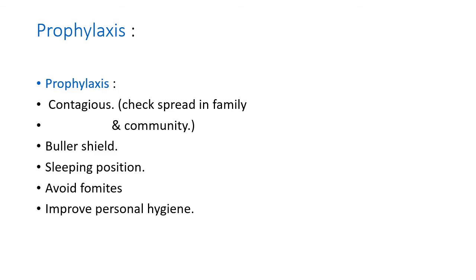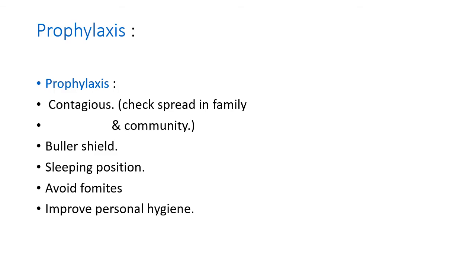So we are seeing there is endemic, there is epidemic, and there can be a pandemic. So prophylaxis is important because it is a contagious disease. You have to check the spread in the family and community. You can use a Buller shield. You can ask the patient to adopt a sleeping position that is opposite. Meaning if he has left eye conjunctivitis, he should sleep on his left side to avoid the spread of infection from the left eye to the right eye.